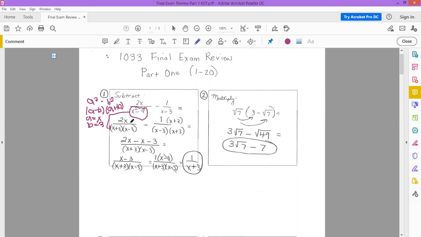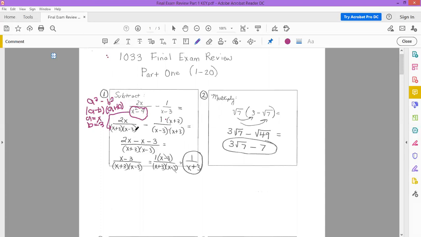2x remains in the numerator of the first fraction, minus, here on the right side, 1 divided by x minus 3. Now remember, we have to have common denominators in order to subtract these two terms. This first fraction has x plus 3 and x minus 3. The second one has only x minus 3. So to make these two denominators equivalent, we multiply the numerator and the denominator by the missing factor, x plus 3, in the numerator and x plus 3 in the denominator. Now we have common denominators.